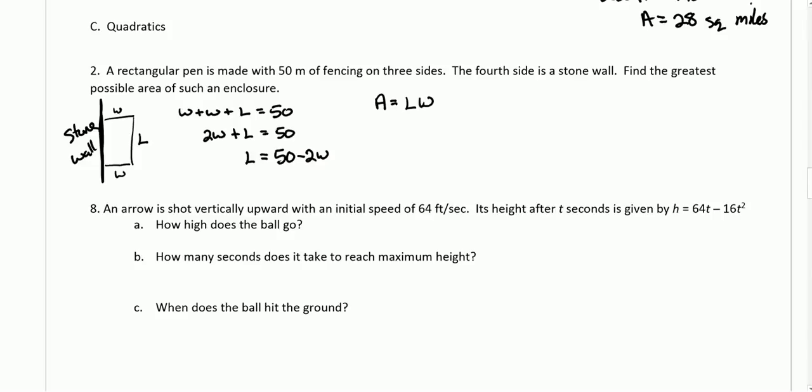So the next step is to substitute that 50 minus 2W in for L. So we know the area is length times width. Instead of writing the length times width, we're going to substitute in the 50 minus 2 times W here. And now we can distribute the W to 50 and negative 2W. And we get the area is equal to 50W minus 2W squared. I'm going to rewrite it as the area is negative 2W squared plus 50W.